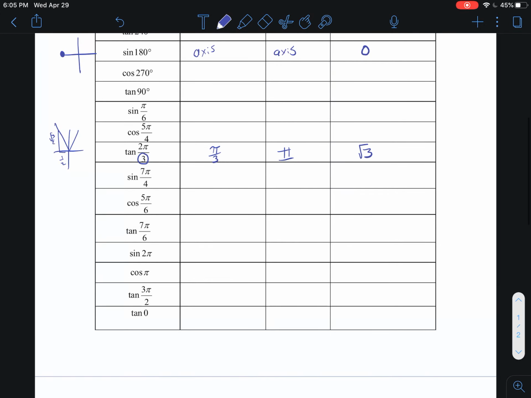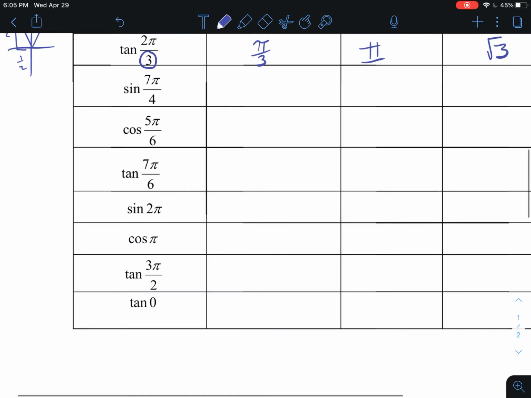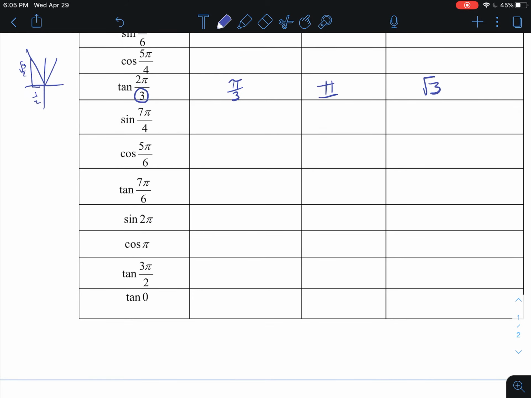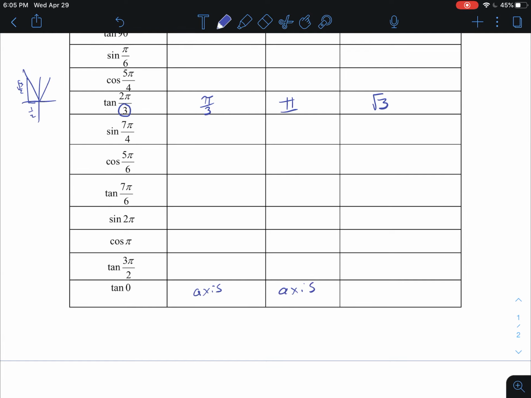Okay. And then we'll do one more, say the tangent of 0. Tangent of 0 is on an axis, right? So that means there's no quadrant, no reference angle because it's on an axis. So 0 degrees is here. The y is 0. The x is 1, so this is just going to be 0 for the tangent of 0.